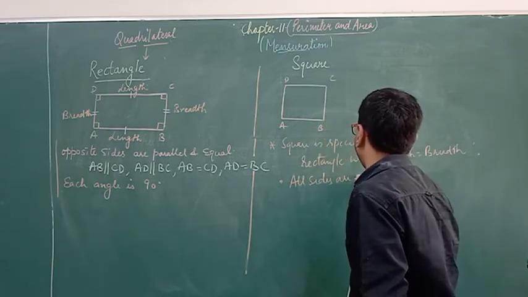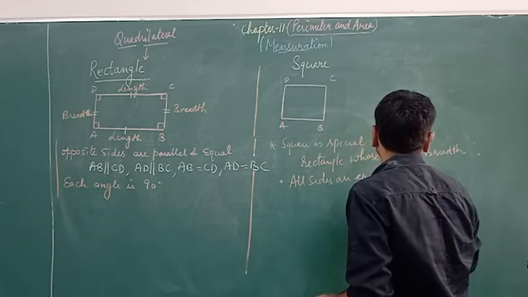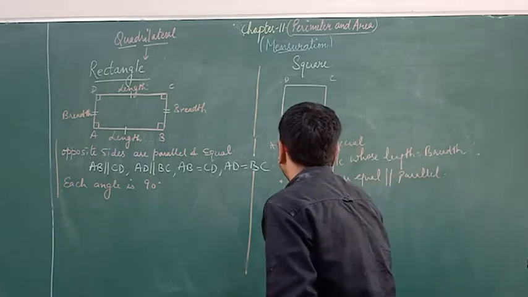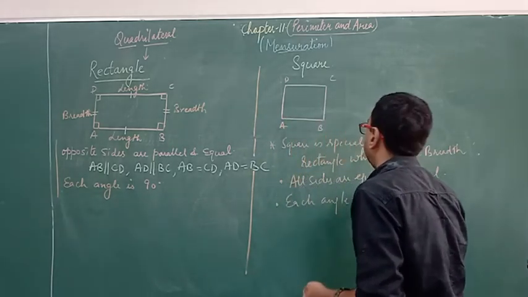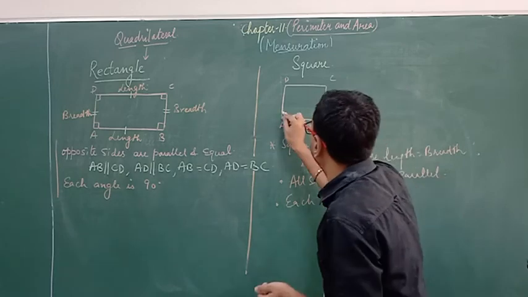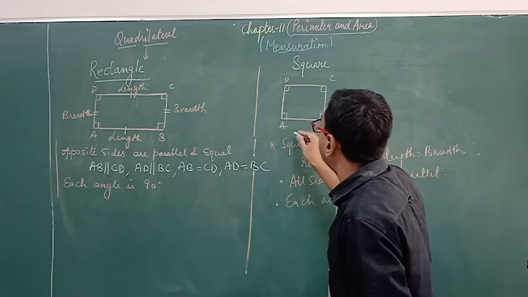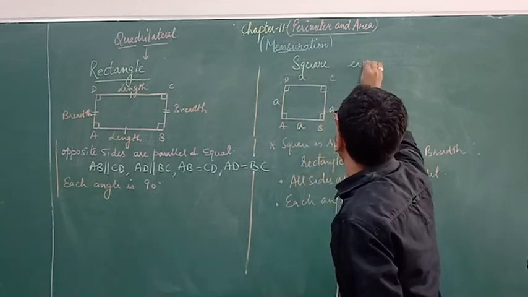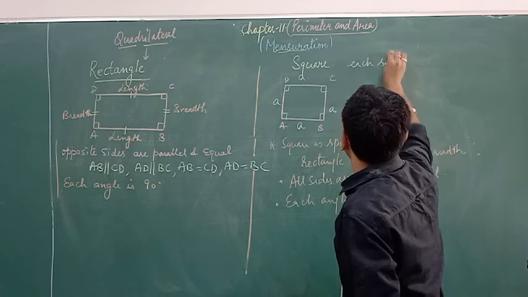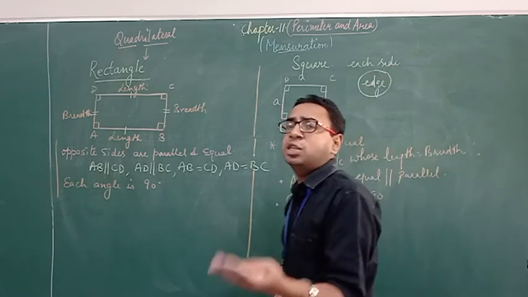So all sides are equal and parallel. Secondly, each angle is 90 degree. Each angle is 90 degree means this is also 90 degree, this is also 90 degree, this is also 90 degree, this is also 90 degree. Each side is called an edge. Edge of a square. We always say edge of a square.